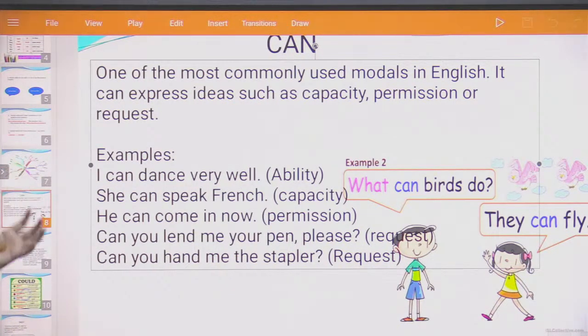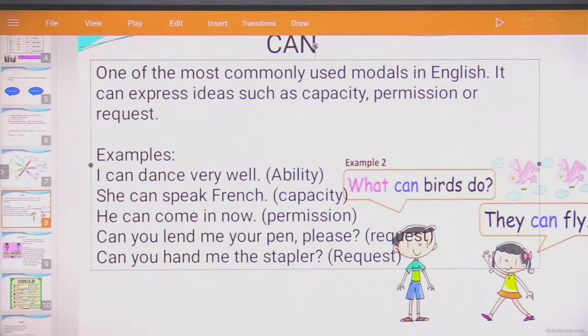If I say that Sheena can dance very well, it is showing the ability of Sheena, that she can dance well, she has the ability to dance well. Okay, that's her quality. Okay, now next is she can speak French. Okay, so it is showing the capacity or the capability that the person has the capability to speak French also. Okay, so she can speak French.